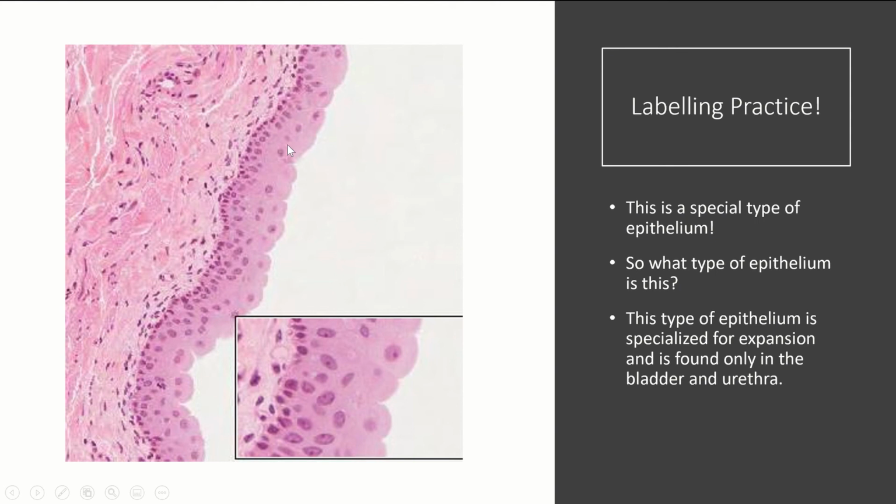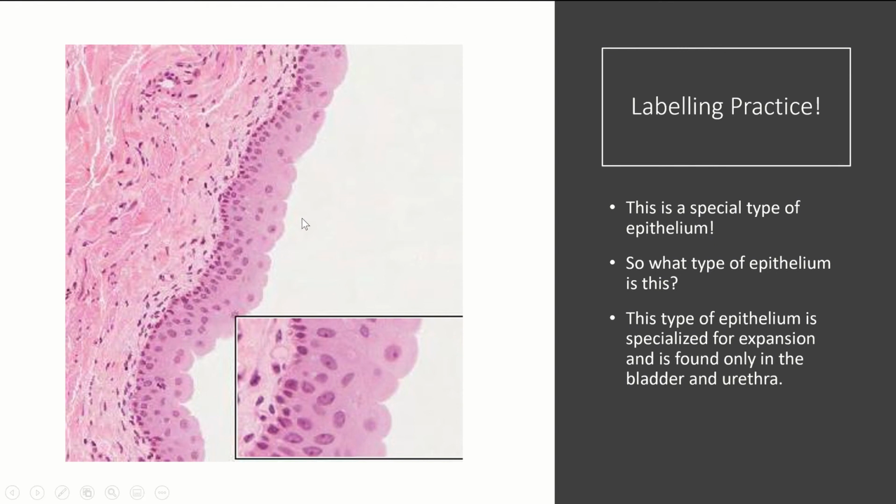And then we're going to do this one. I'll give you a hint, this is a special type of epithelium, so it doesn't fit our normal little definitions that we have. But if you zoom in on here, you can see how bubbly it is, like it's folding in on itself. And remember, we said that this special bubbly type of epithelium is called transitional epithelium.